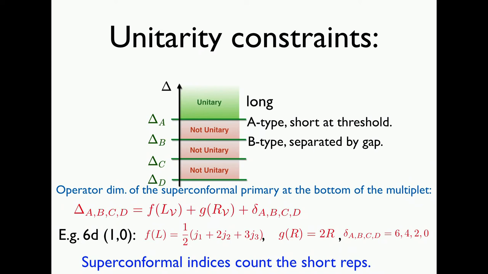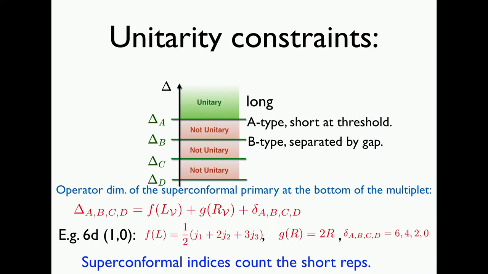Okay, so if we look at the form of these unitarity constraints, what it looks like in general is like this. The dimension is bounded by some lower value, and operators above this are called long operators. Then the short operators with the largest dimension are called A-type short operators, and these are right at the threshold of unitarity. These are operators that could, for instance, get an anomalous dimension and pair up with some other operator and become a long operator.